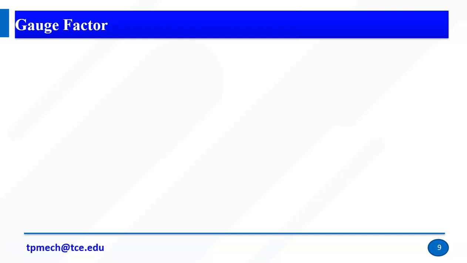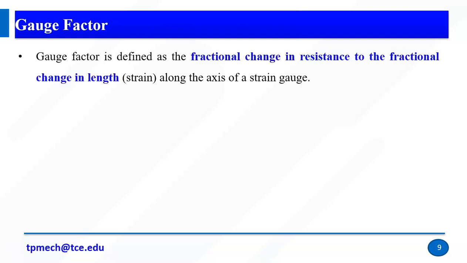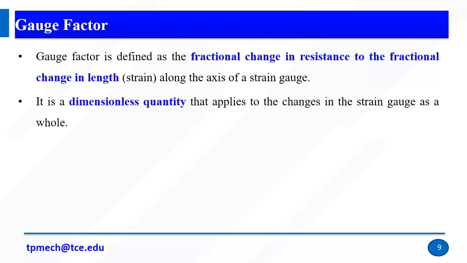One is the gauge factor. The gauge factor is defined as the fractional change in resistance to the fractional change in length along the axis of the strain gauge. The gauge factor is defined by the manufacturer, based on the material and the fabrication method. It is nothing but the ratio of the fractional change in resistance to the fractional change in length.